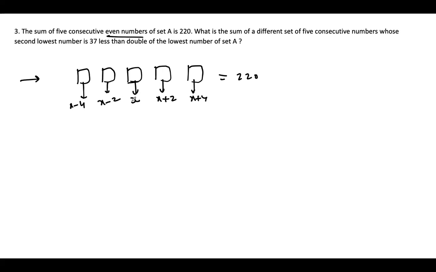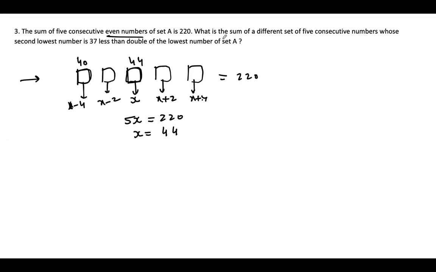So if you add, what will happen? You'll get how many X? 5X. Minus 4 plus 4 gets cancelled, minus 2 plus 2 gets cancelled. So 5X is 220, so X is 44. But please remember 44 is not the lowest value, since I have assumed the middle value to be 44. What will be the lowest value? X minus 4, so 44 minus 4 is 40. Now see what the question is saying.